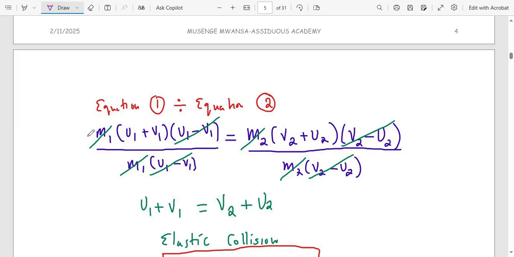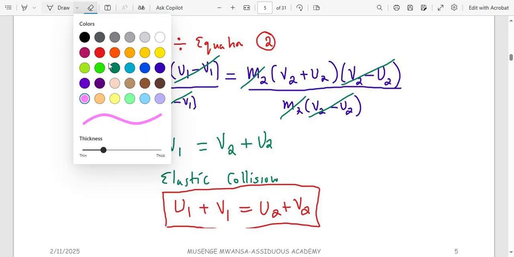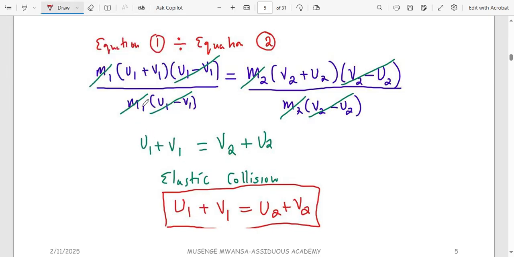I've just copied them. So what you end up seeing is that there's m1 down, there's m1 on top, it will cancel. There's u1 minus v1, it will cancel with the u1 minus v1 on top. Same here, m2 will cancel with the m2, and the v2 minus u2 will cancel with the v2 minus u2 on top. And then finally you end up having the equation. What will just remain is u1 plus v1 on this side, equal to v2 plus u2, which I can also write as u1 plus v1 is equal to u2 plus v2.